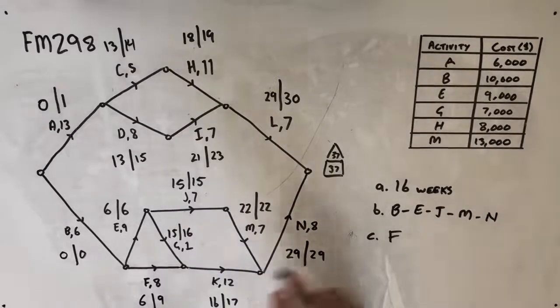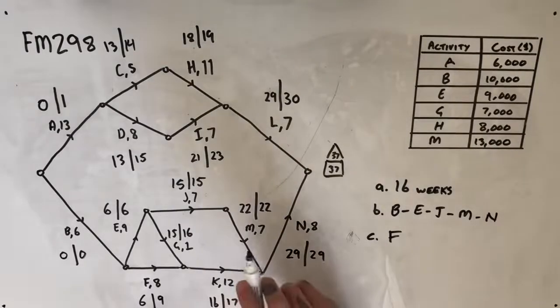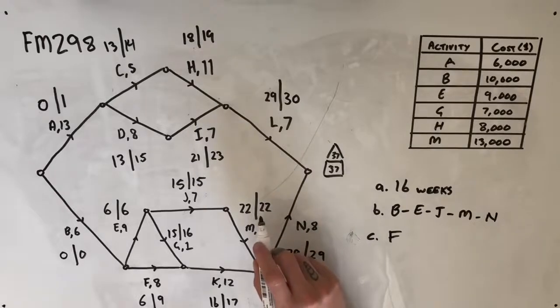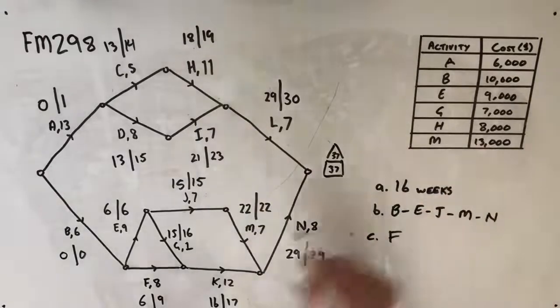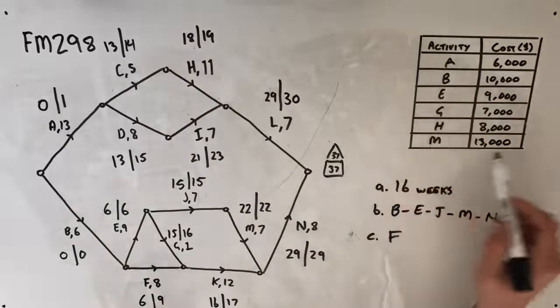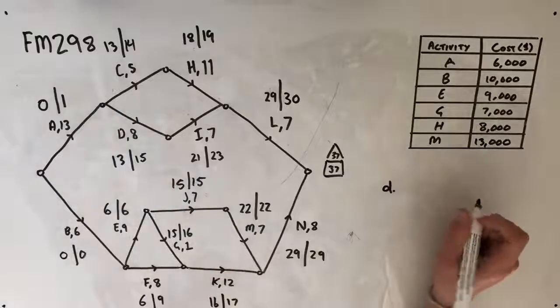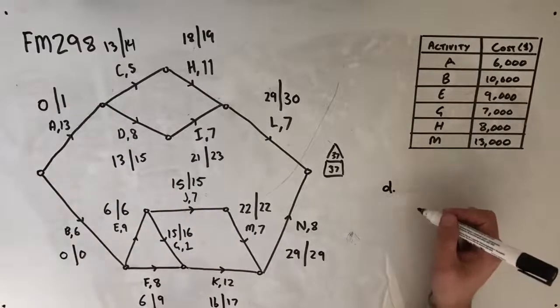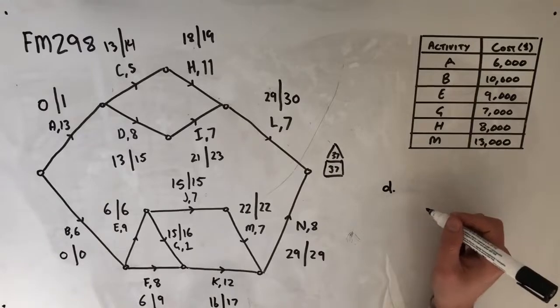We're now given some more information. We're told that the completion times for activities A, D, E, G, H, and M can each be reduced by 1 week. The cost of reducing the completion time by 1 week for each of these activities is shown in the table below, and then we're given this table here. Question D asks us what is the minimum cost to complete the project in the shortest time possible.